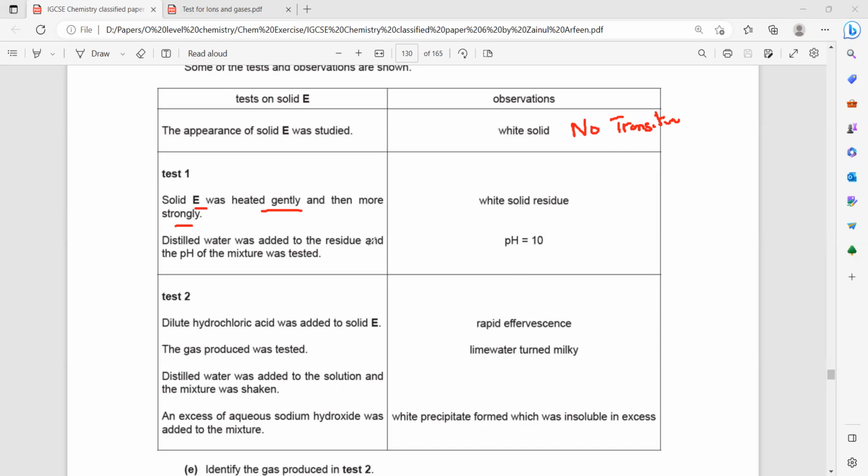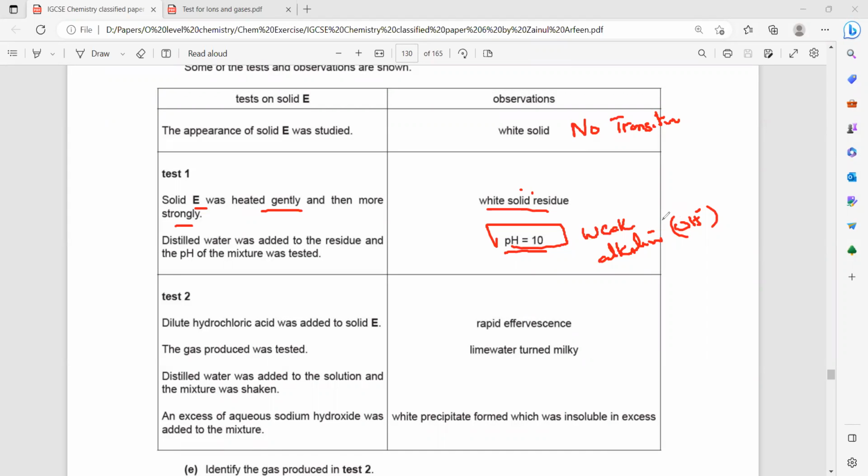Distilled water was added and it's making a pH 10. So the residue which was left behind after heating, we add water to make a solution and it gives a pH 10. What does this give an idea about the nature of the solution? Alkaline oxide formed. So we can say it's a weak alkaline solution, or you can also say that it gives an idea that OH ion is present because of the alkalinity of the solution.